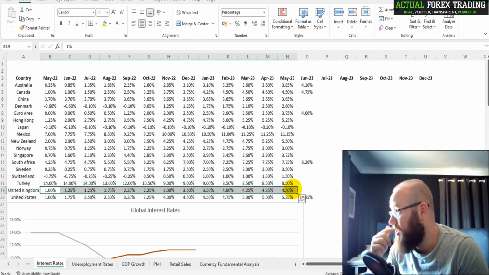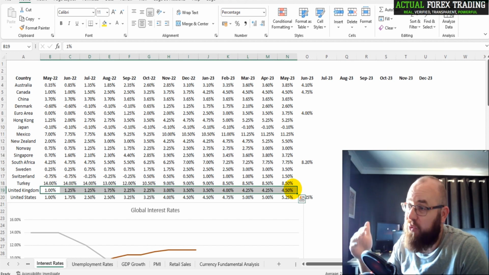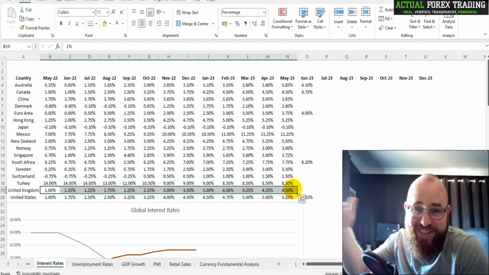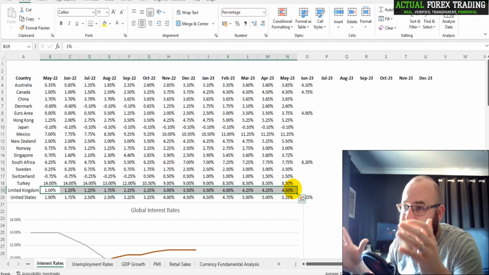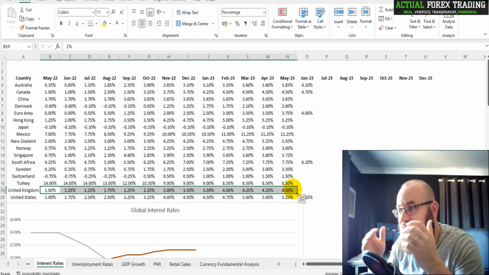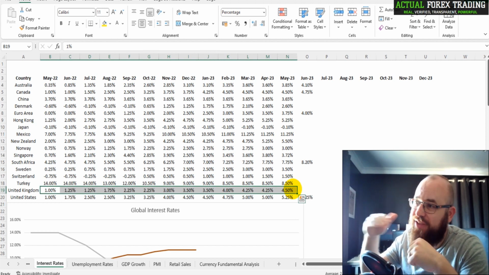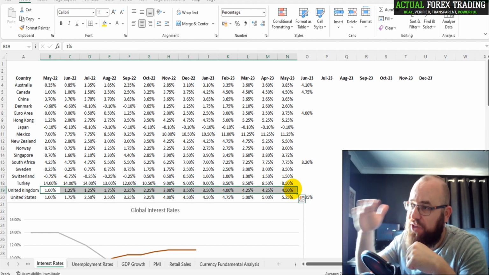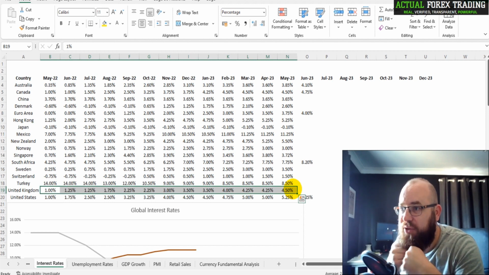For example, in Turkey, they have been putting rates down, but the currency continues to weaken because they shouldn't be putting rates down. So as long as a central bank is acting logically, and there's a very orthodox approach to interest rates, then the general rule of thumb is if rates go up, the currency will go up. If rates are paused or cut, then the currency will come down.